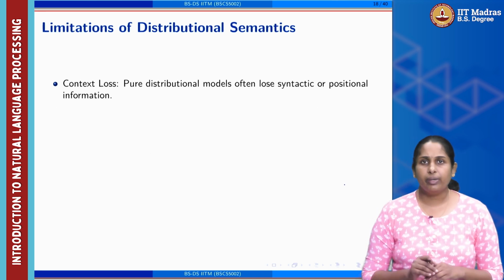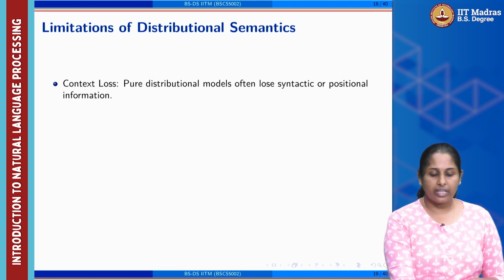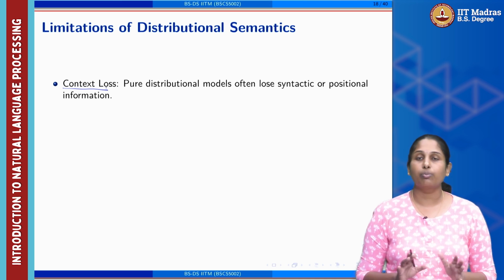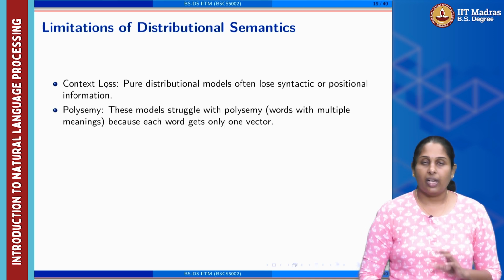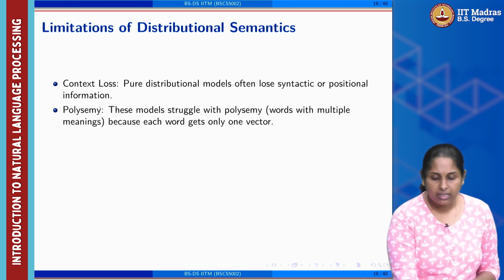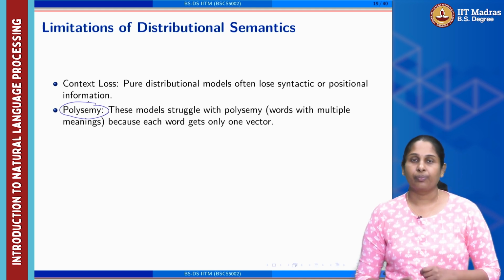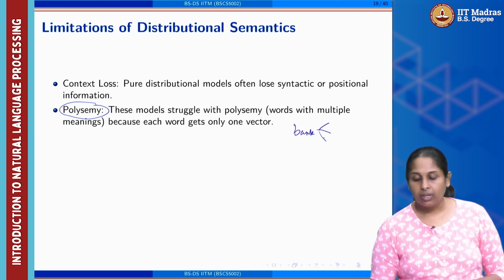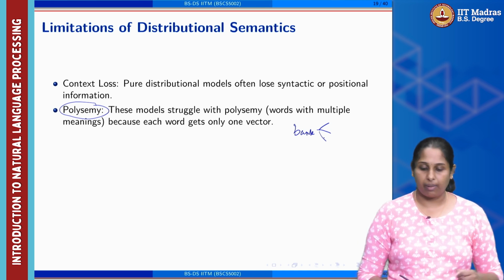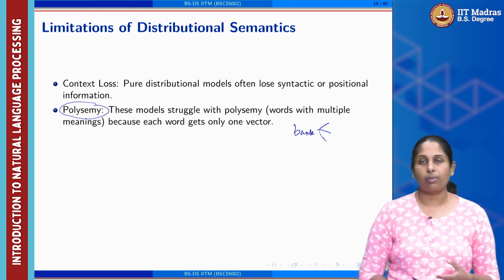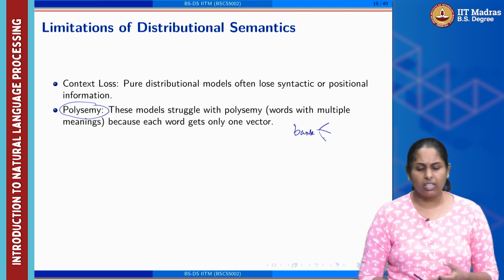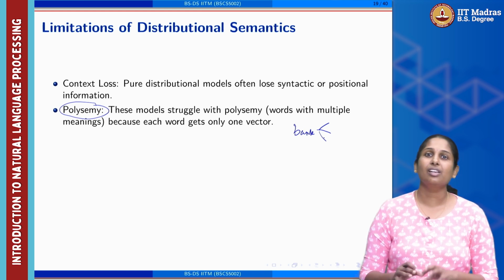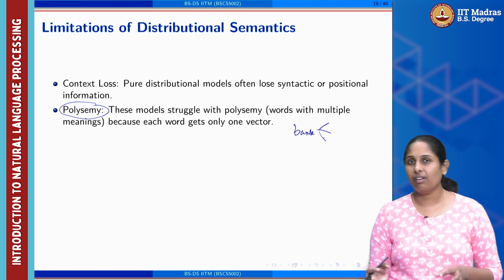And still there are some limitations to distributional semantics. One is context loss, that is, pure distributional models often lose syntactic and positional information. Polysemy is another important one. Polysemy is words with multiple meanings. Let us say words like bank, as we know, bank has multiple meanings. Simple distributional models like word2vec may struggle with polysemy because each word gets only one vector, whether it is the river bank or the financial bank.